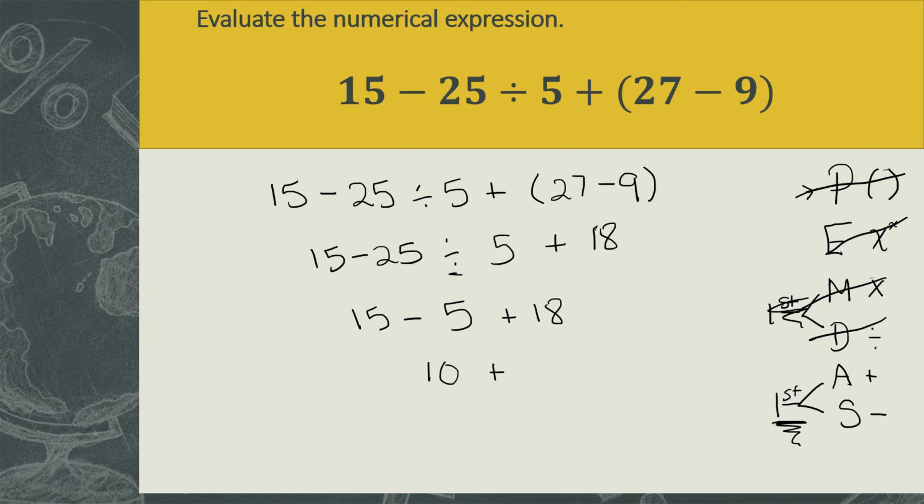So now we have 10 plus 18. And I'm actually going to come over here and cross out my subtraction. 10 plus 18 is 28. I cross out my addition, and that is your answer.